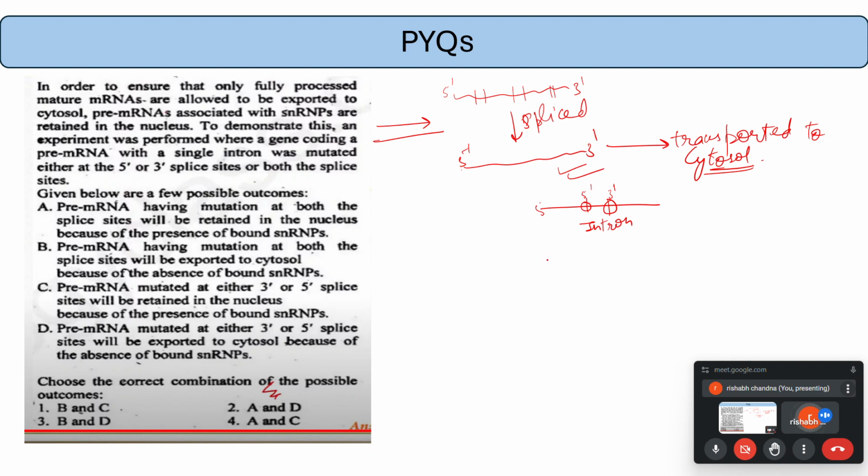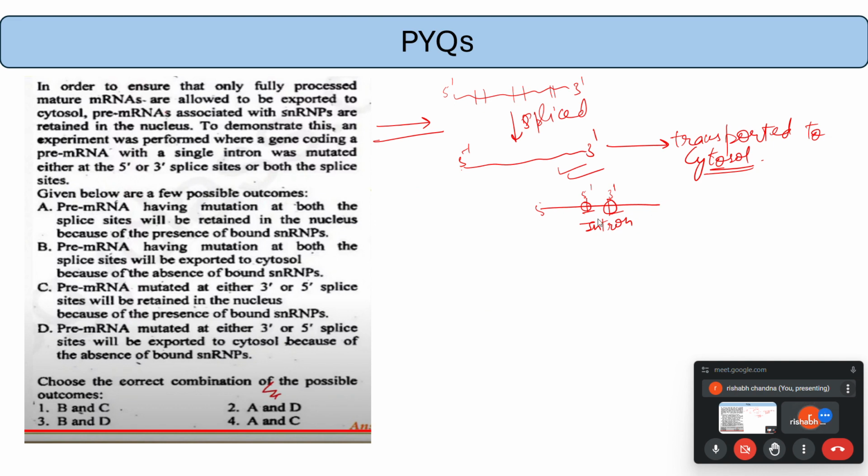Given below are a few possible outcomes. Pre-mRNA having mutation at both the splice sites will be retained in the nucleus because of the presence of bound snRNPs. So yes, so the mutation at the 5 prime or the 3 prime splice site.